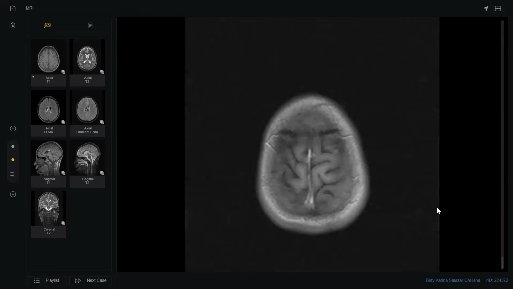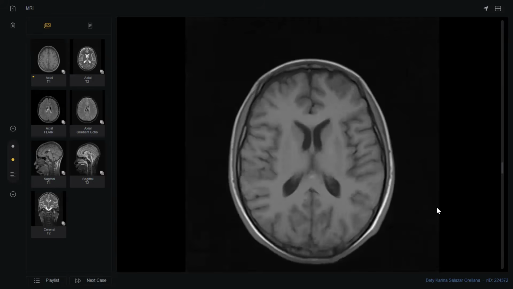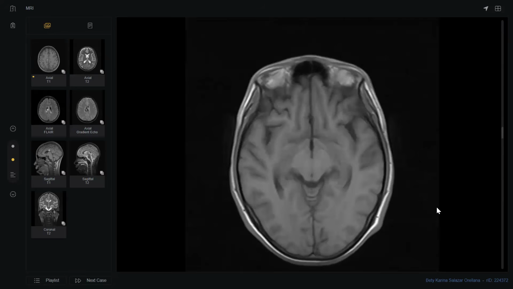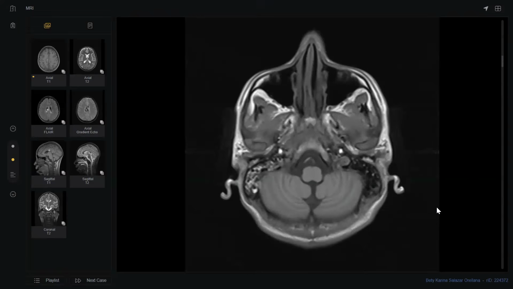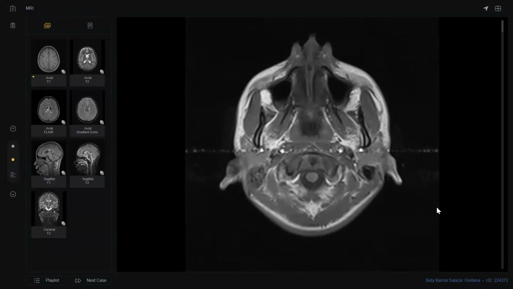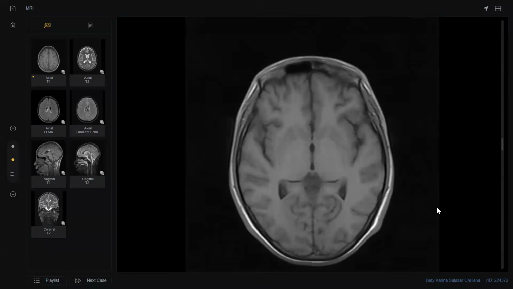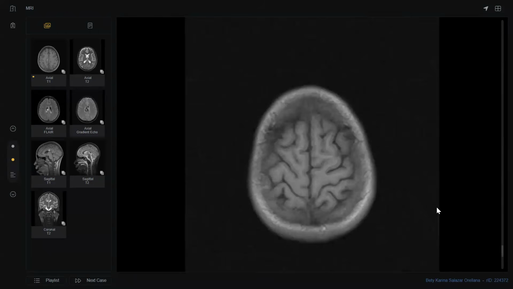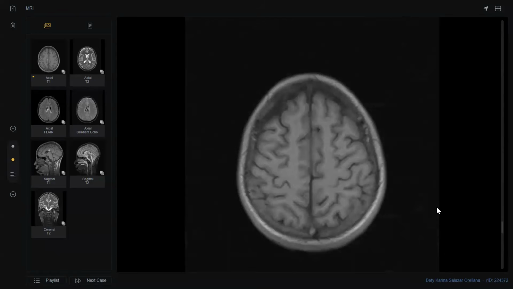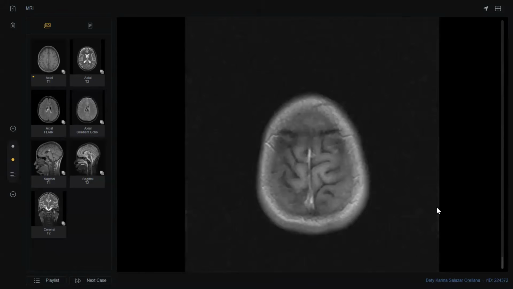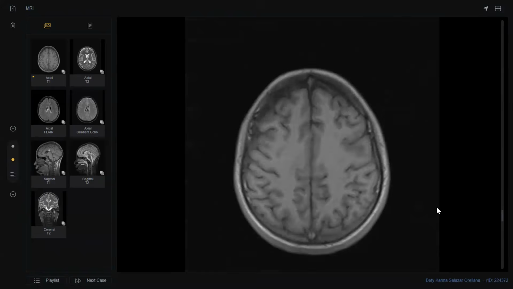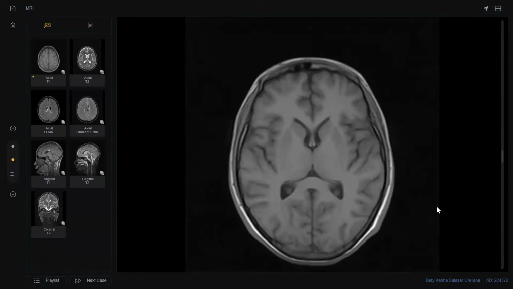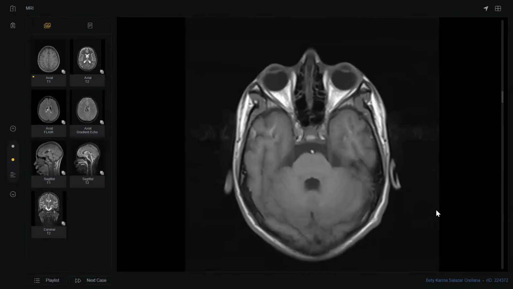Considering the history of trauma, my first differential in this case would be hemorrhagic fluid, and I will correlate it with other images to look for any other areas of hemorrhages and mass effect. In this case, I can see there are also T1 hyperintense signals along the pharynx. There is no midline shift, no mass effect, no ventricular dilatation.